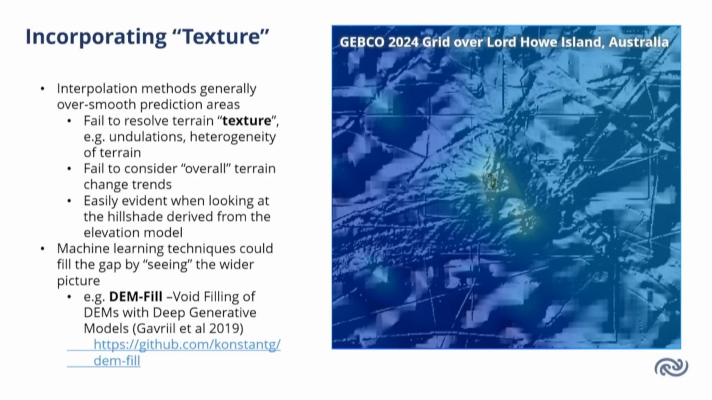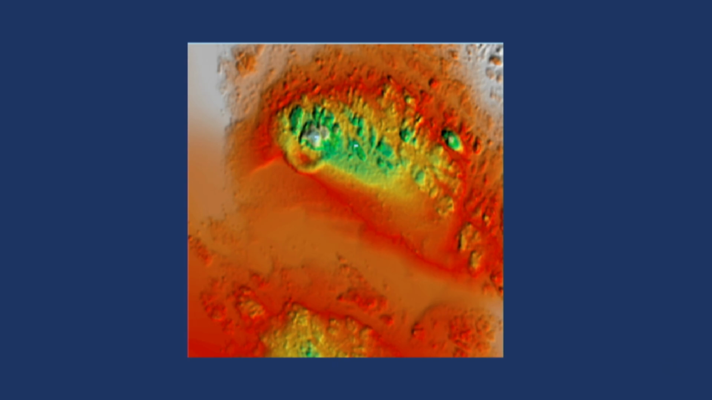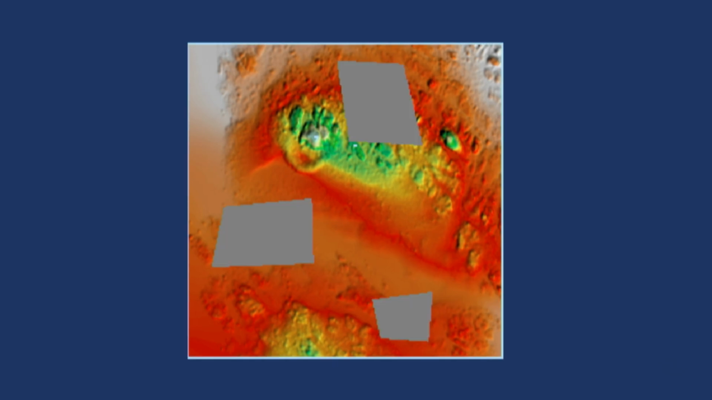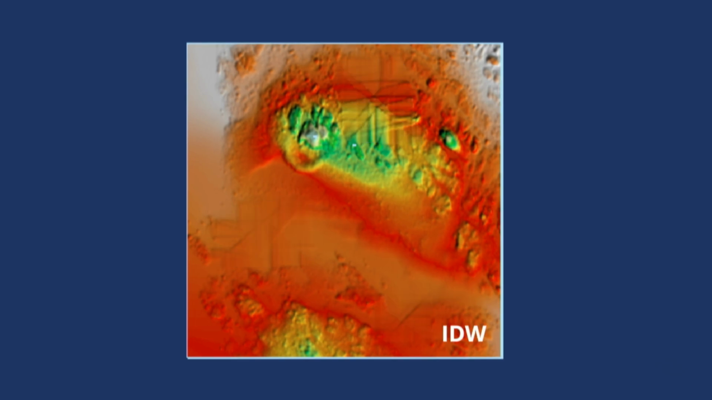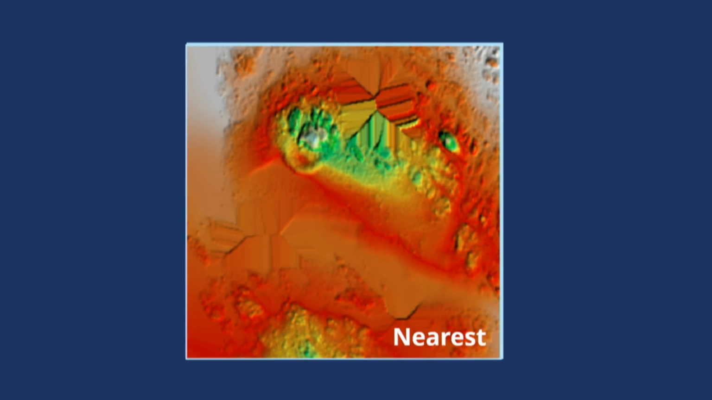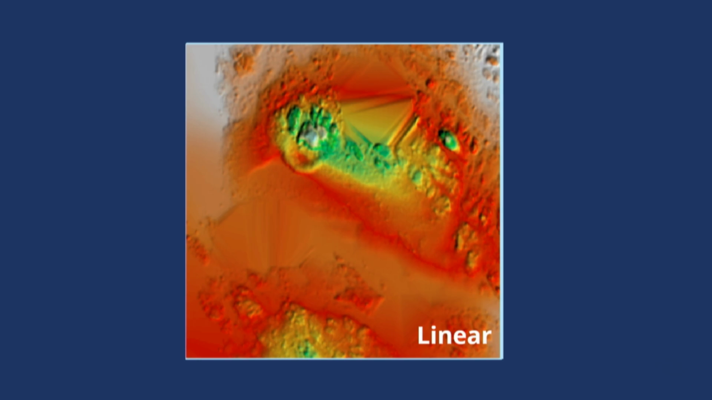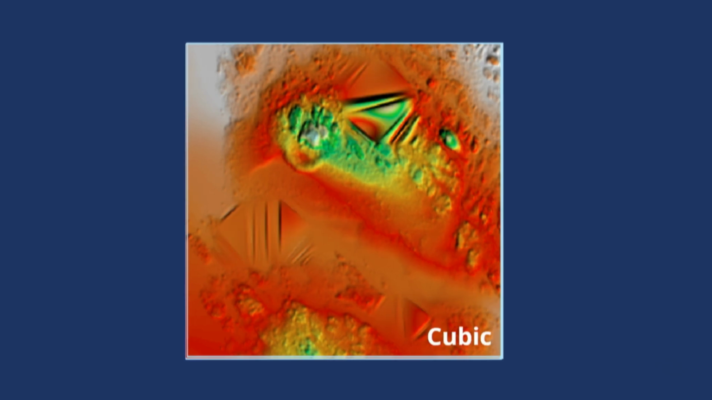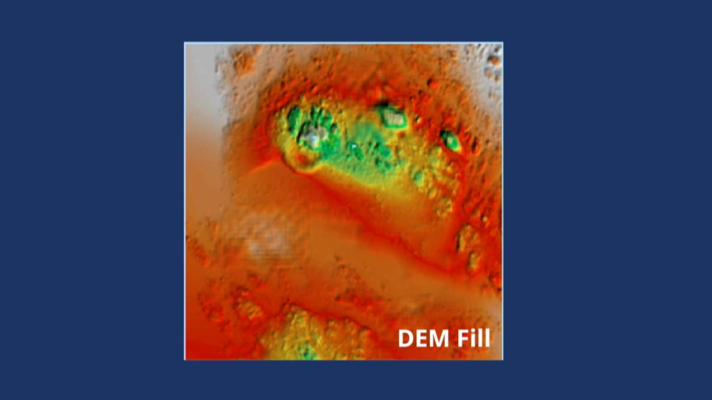So I applied this method called DEM fill, which uses machine learning to fill in the gaps. So this is our original data. We're just going to take big chunks out of it this time. Inverse distance weighting gives us this. Adjusted inverse distance weighting gives us this, which is not very nice. Nearest neighbor gives us that. Linear interpolation, that. Cubic. And then our DEM fill gives us that.